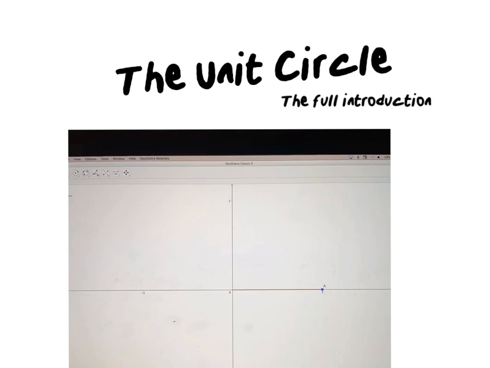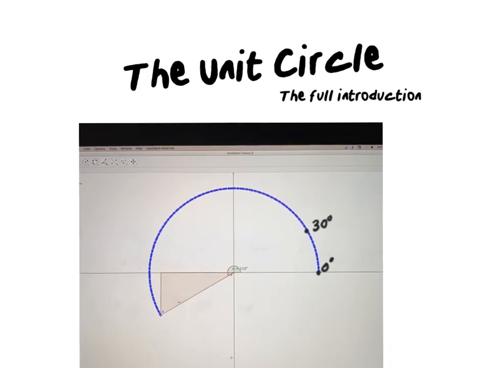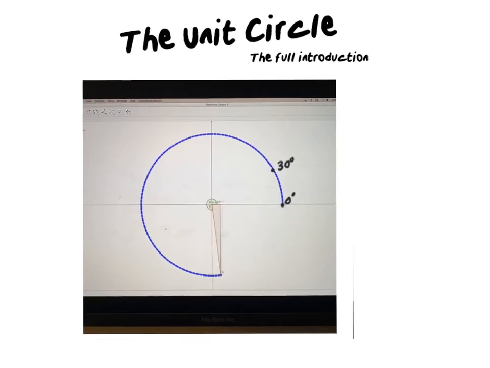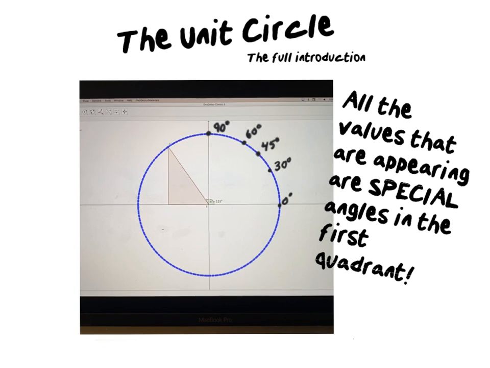This will be the full introduction to the unit circle. The unit circle has a radius of 1, so watch it as it spins around. And as it goes around, I'm going to mark off some special angles. And as you can see here, we have a triangle that is inscribed inside of the circle.